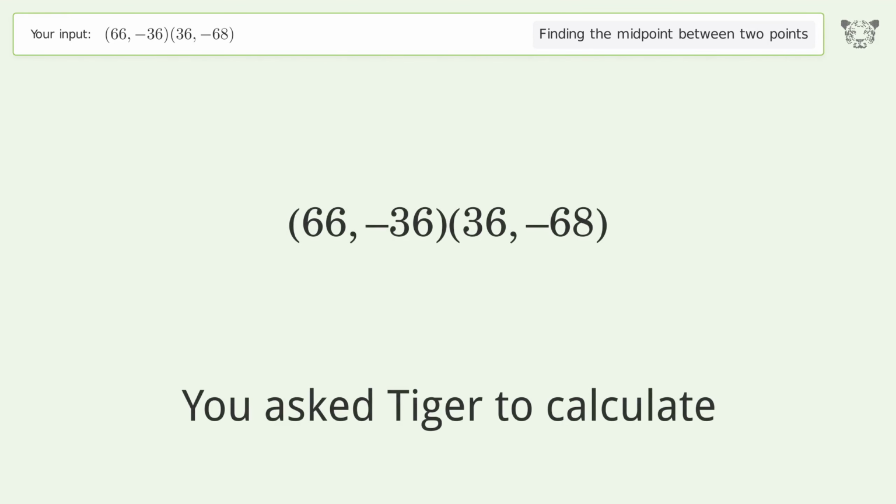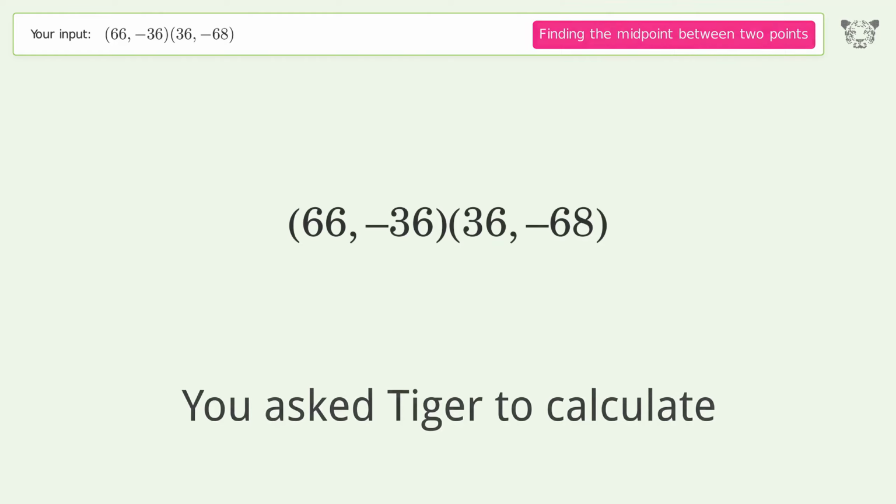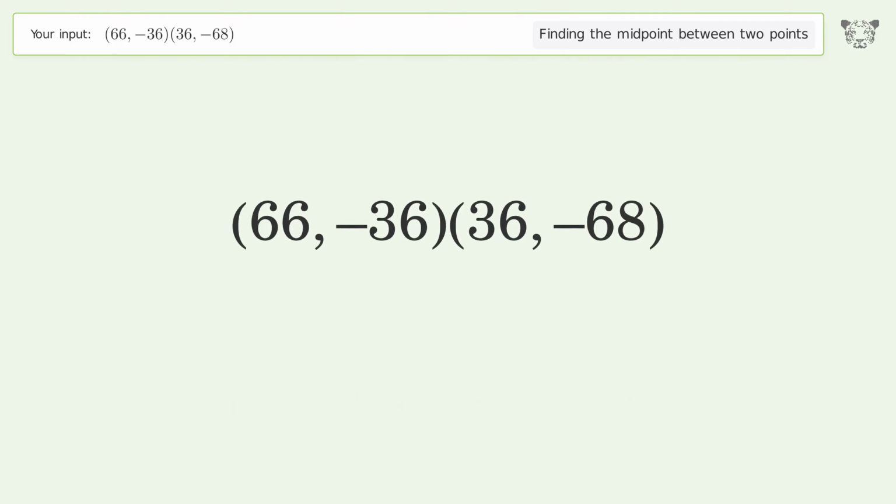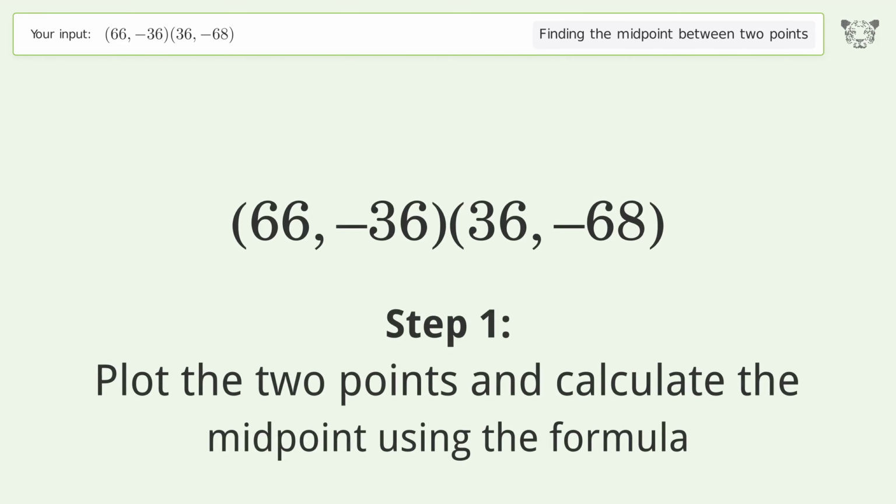You ask Tiger to calculate. This deals with finding the midpoint between 2 points. The midpoint between the 2 points is 51, negative 52. Let's solve it step by step. Plot the 2 points and calculate the midpoint using the formula.